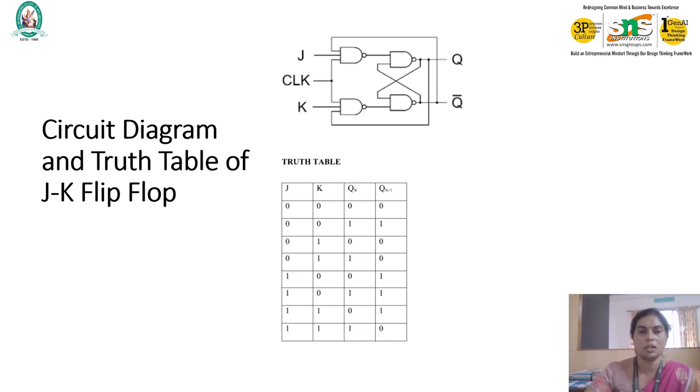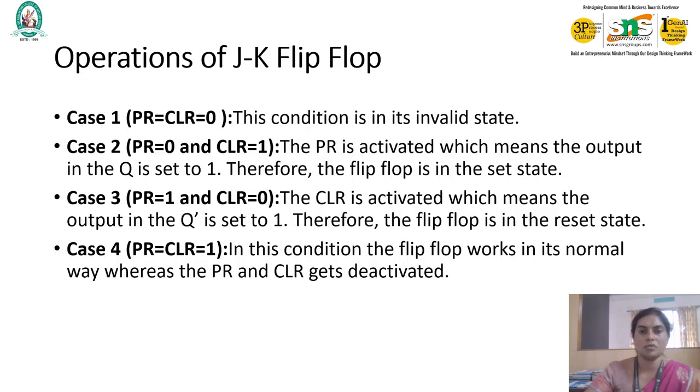It is also similar to that of the SR flip-flop. We have four NAND gates in total, and based on these NAND gates the clock becomes active, and finally we get the values of Q and Q dash. So these are the operations of the JK flip-flop.